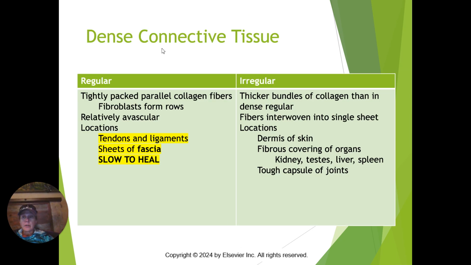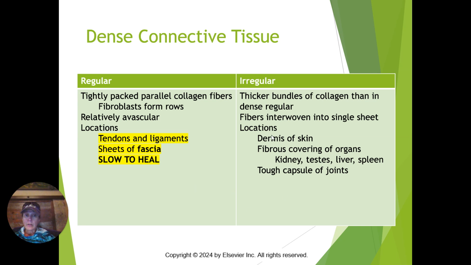So moving on to our dense connective tissue, we've got two big types, dense regular and dense irregular. Dense regular connective tissue is a lot of our tendons and ligaments and what are called our fascial sheets. And our fascial sheets overlie our muscles. You guys will start to see those as we get into dissecting our cats. Thing to know about regular dense connective tissue is that it's very slow to heal.